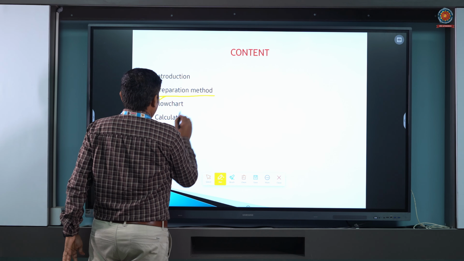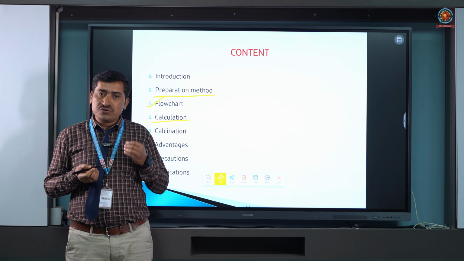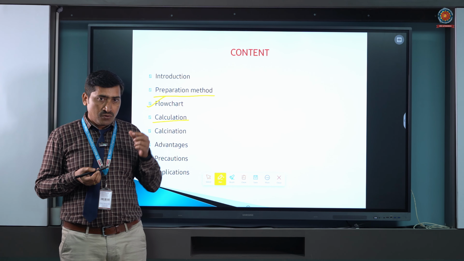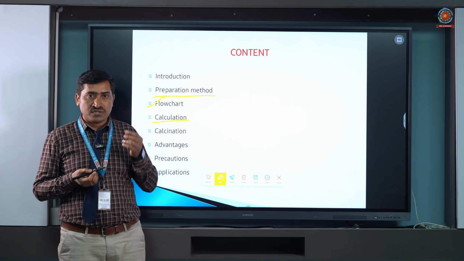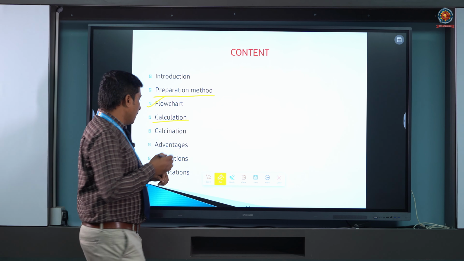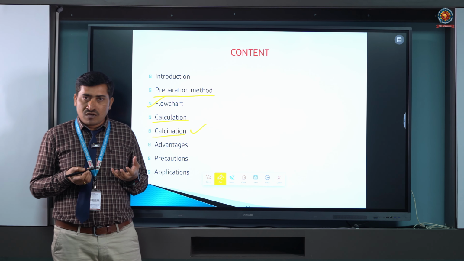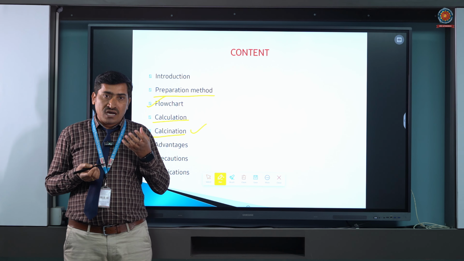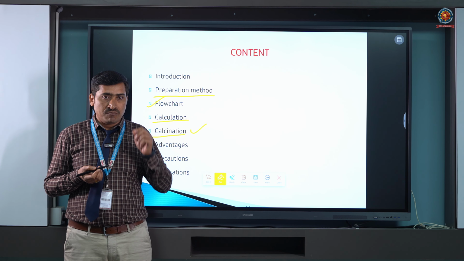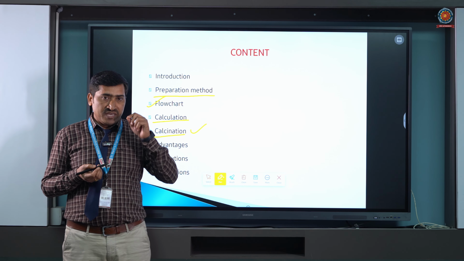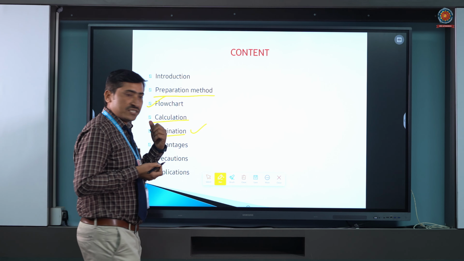Next, calculation. Before we start the synthesis, we calculate our samples and choose the formula of our samples. Next, calcination of our sample. After getting our synthesized powder, calcination means a heating process: how to heat, and at how many degrees centigrade. By using a muffle furnace, we heat our sample. That is the calcination process.